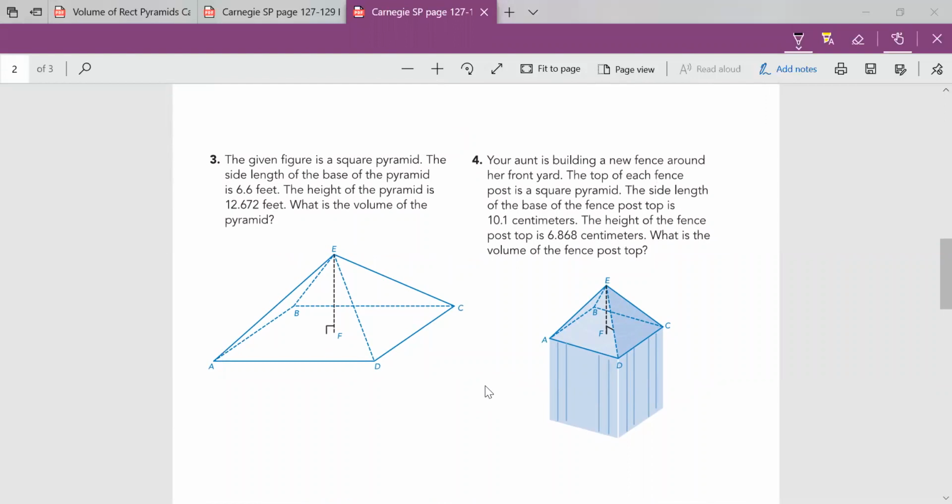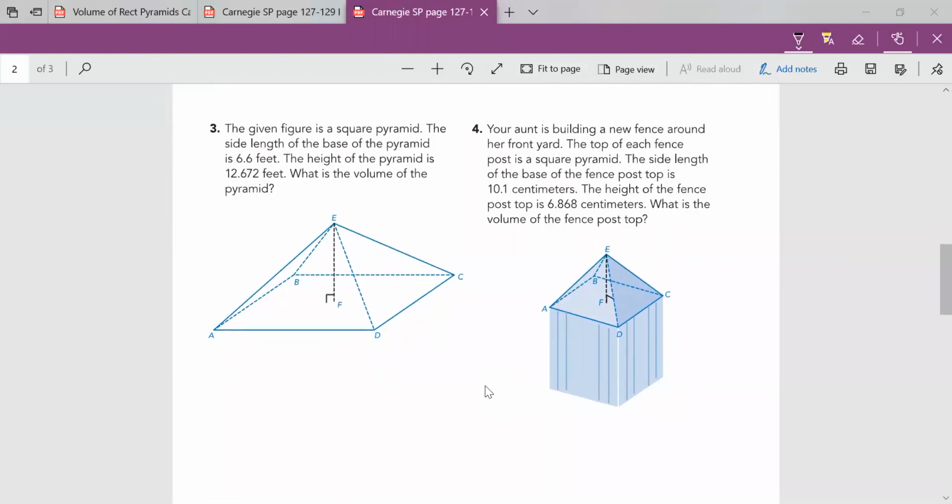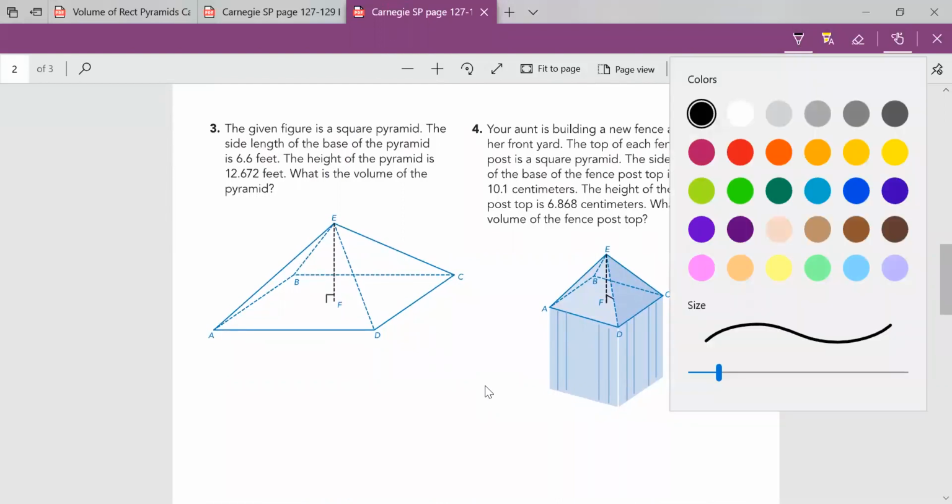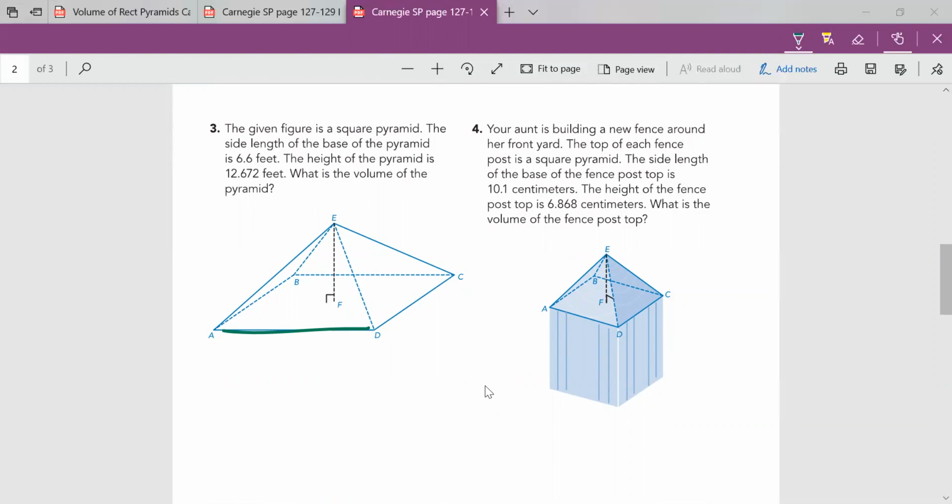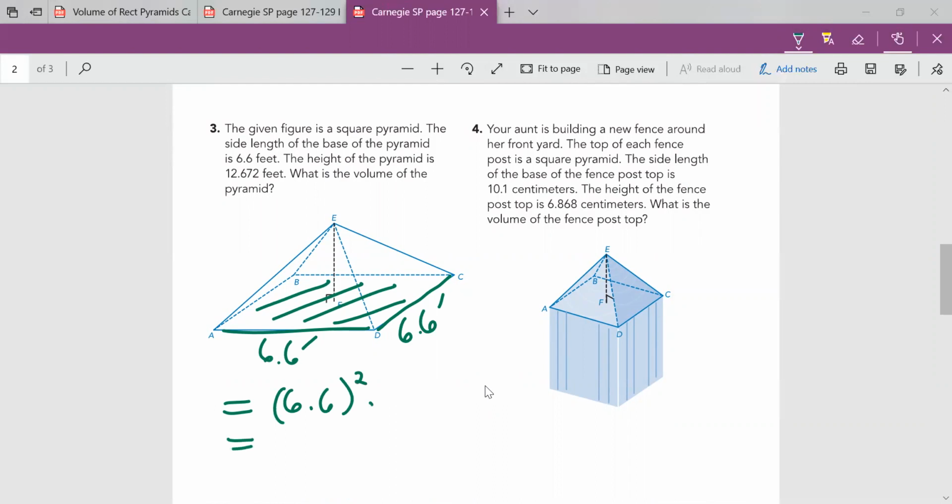Here we have another square pyramid, and we know that the length side of the base is 6.6. So here is 6.6 feet. That would make this also 6.6 feet. And we need to start with the area of the base, because we're going to fill it up from there. So for volume, we're going to start with the area of the base, which is 6.6 squared. And then once we figure out what that is, we are going to multiply it by the height.